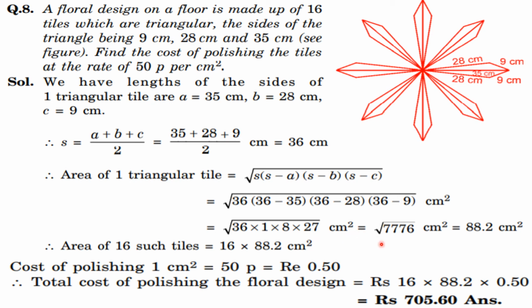That is equal to the square root of, if we multiply these four numbers, we get 7,776 centimeter square. Understood this step, my children? Now we have to find the square root of this number by the division method. Then we get 88.2 centimeter square.